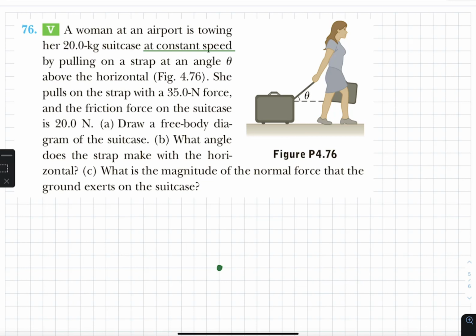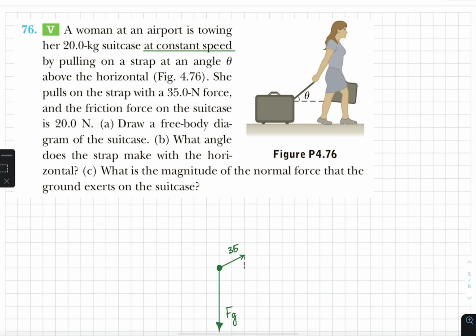The suitcase has 20 kilograms of mass, so as opposed to all the other ones, they want us to calculate it, but that's easy enough. You do 9.81 times 20, and that gives you force of gravity downwards. Then the lady pulls on the strap with a 35 Newton force at an unknown angle, but whatever, we know it's 35. I'm going to draw it like that, 35.